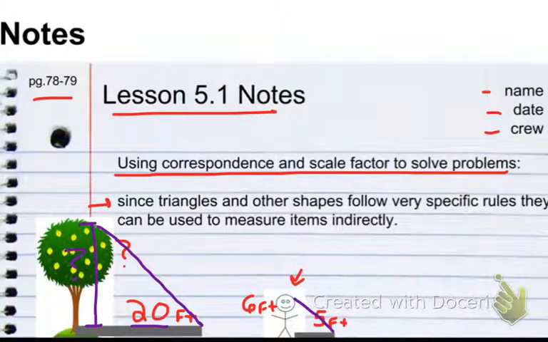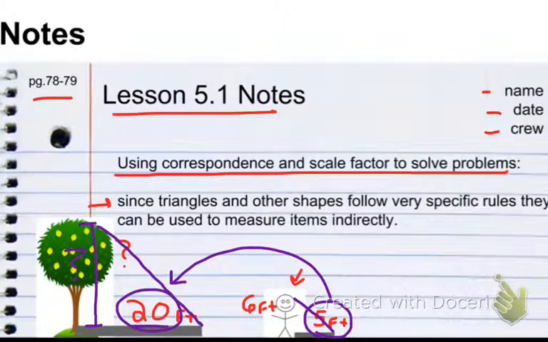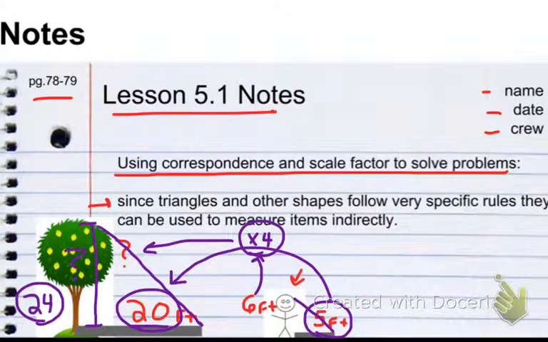So what I do is I take a look at my corresponding sides, which are 5 feet and 20 feet. Now, to go from 5 feet to 20 feet, I have to multiply by what? I have to multiply by 4. So I have a scale factor of 4 here. Now, if I go to 6 feet times 4, I find out that that tree is actually 24 feet tall. So we used scale factor on two similar triangles to find a missing side.